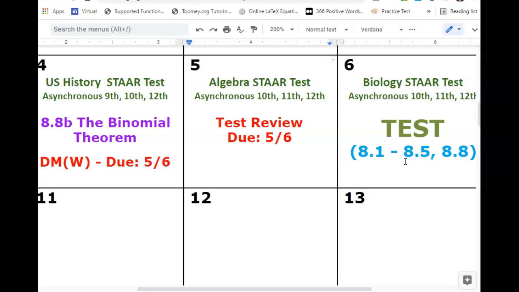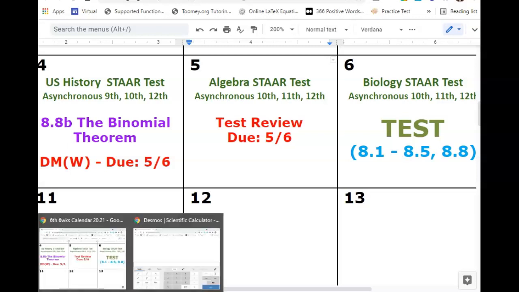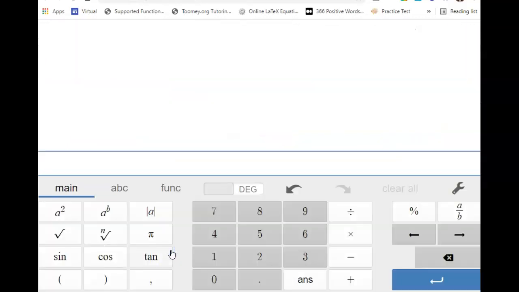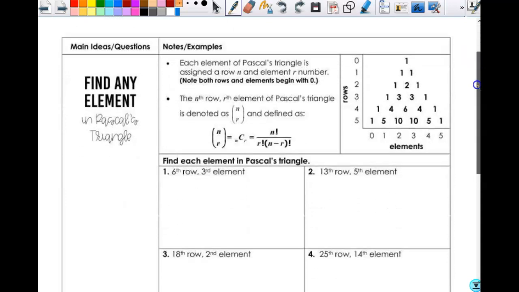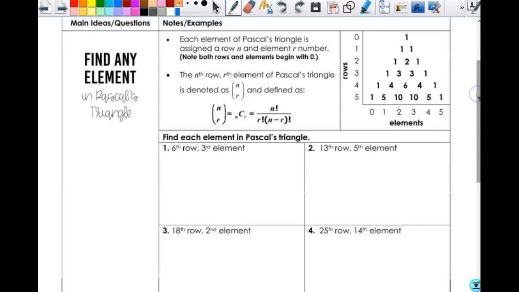So, have a calculator handy for today. I'm using, once again, the Desmos Scientific Calculator. So that's the one you will be seeing from me. Let's look at the binomial theorem, which is still part of or connected to Pascal's triangle.